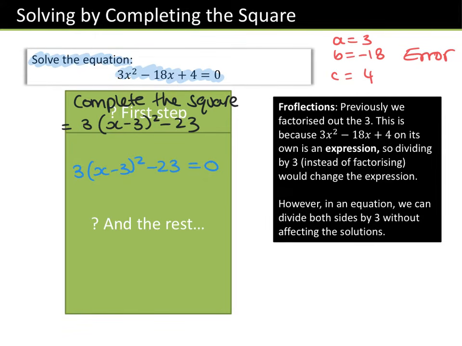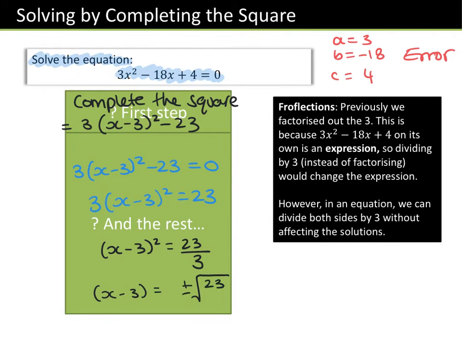I'm going to add 23 to both sides. So I'm going to have 3 lots of x minus 3 squared equals 23. Then I'm going to divide both sides by 3. So x minus 3 squared equals 23 over 3. Then to get rid of the squared, I'm going to square root. So I'm going to get x minus 3 equals plus or minus the square root of 23 over 3. To get rid of the minus 3, I'm going to add 3 to both sides. So I'm going to get x equals 3 plus or minus the square root of 23 over 3.